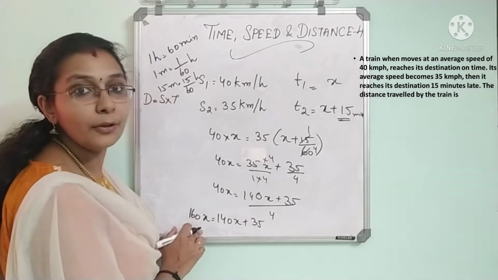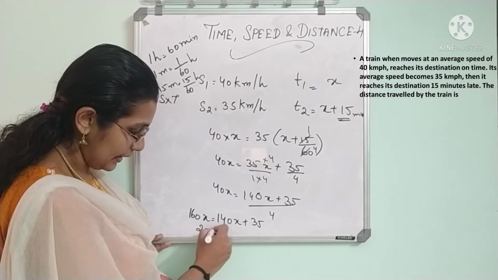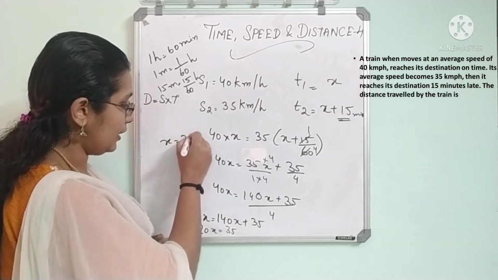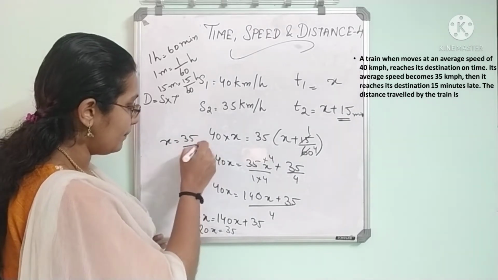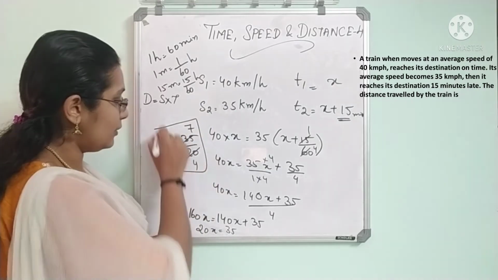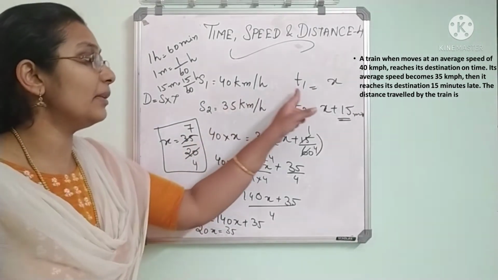So x all to one side. So 160x minus 140x is 20x is equal to 35. So x is equal to 35 by 20. So 5 4s are 20, 5 7s are 35. So x is equal to 7 by 4. But our question is to find the distance. This x is nothing but the time.